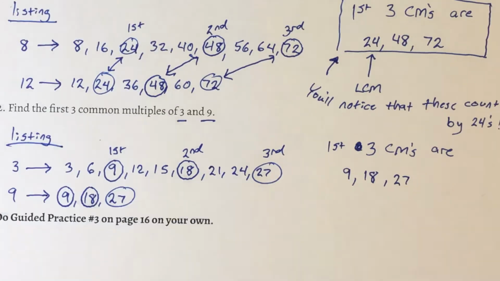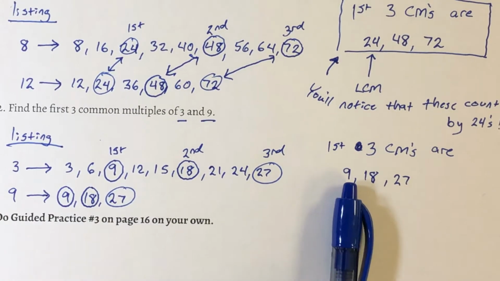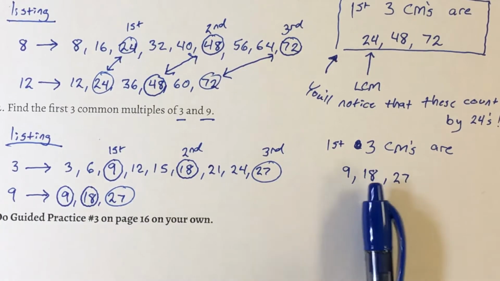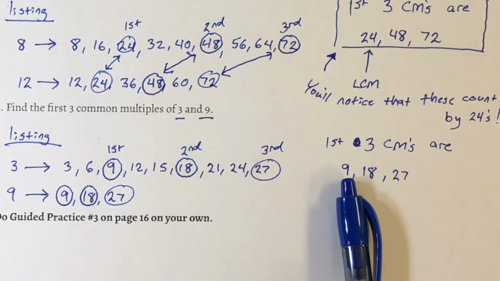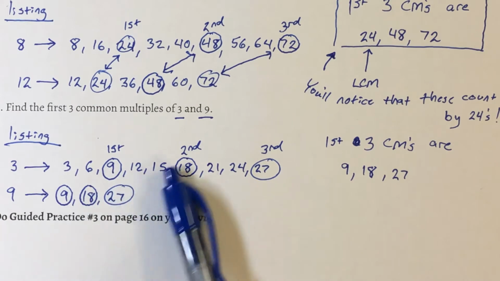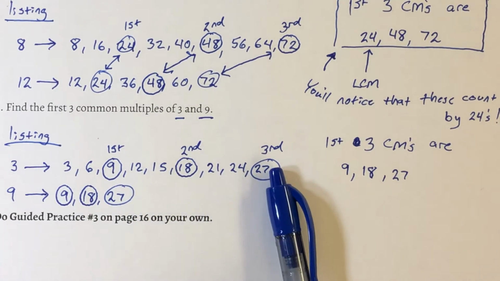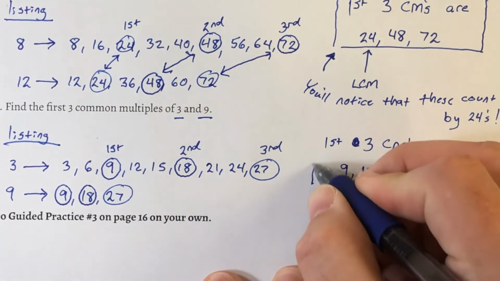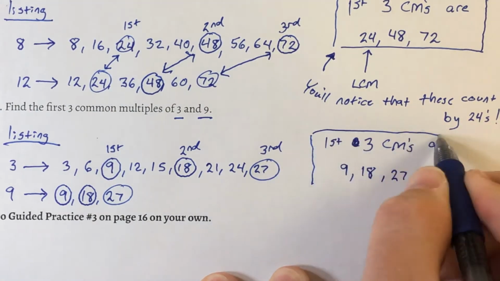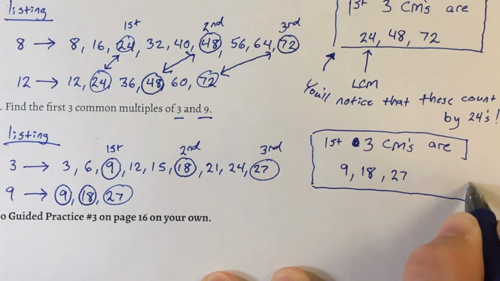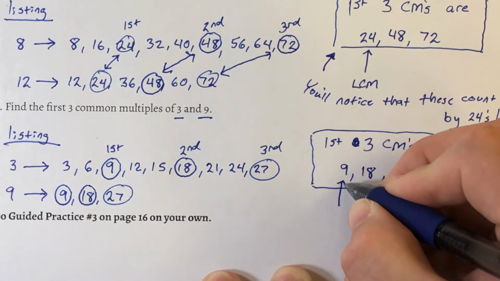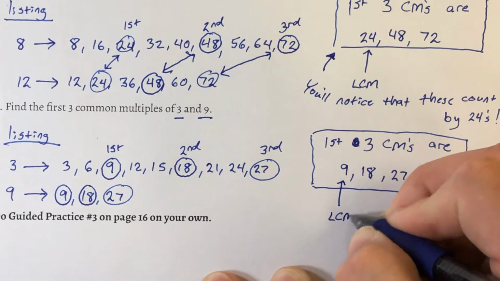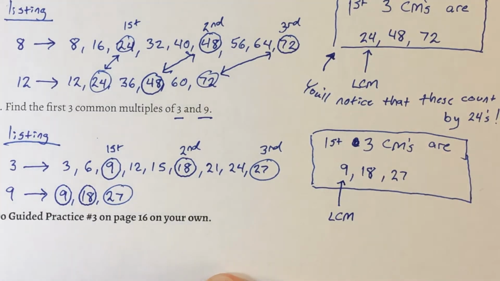27. So it looks like since the first one is 9, all you have to do to get the next couple is simply count by that number, meaning we wouldn't necessarily have to do all this extra listing right here. So we're going to go ahead and stop since we have our first 3 common multiples. So that's going to be our answer. Just want to note again that the first and smallest one is known as your least common multiple, because it's the smallest one both numbers have in common.